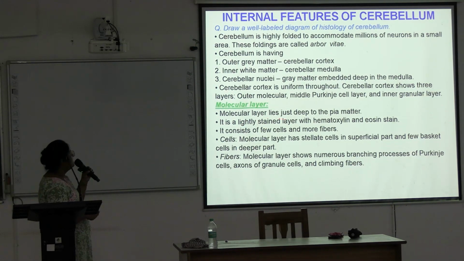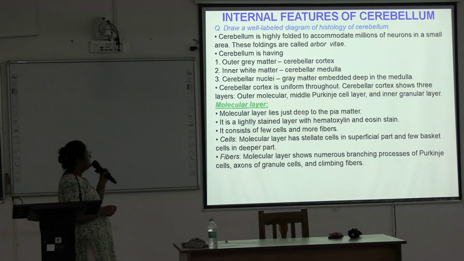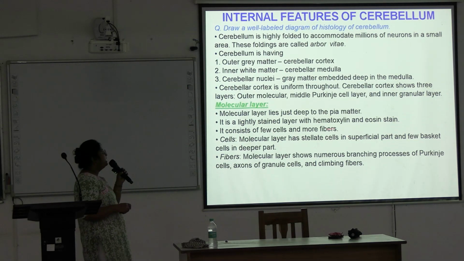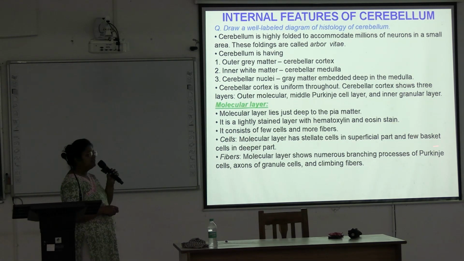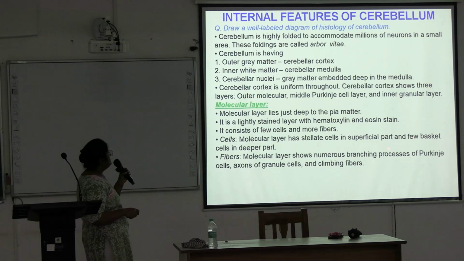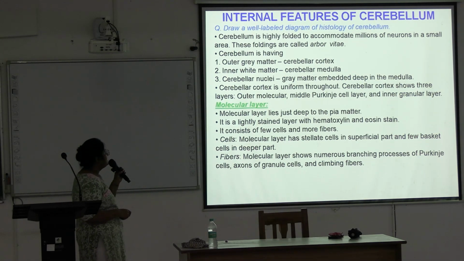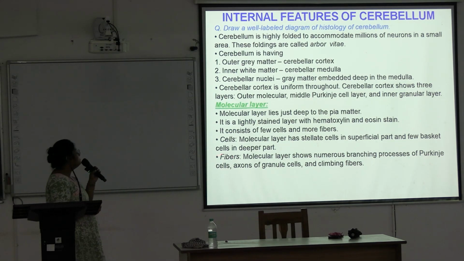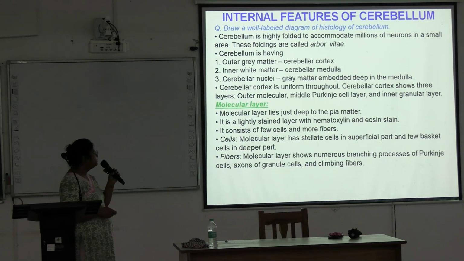The molecular layer lies just deep to the pia mater, and it is a lightly stained layer with H&E stain, hematoxylin eosin staining. It consists of few cells and more fibers. The cells in the molecular layer are stellate cells in the superficial part and few basket cells in the deeper part. The fibers show numerous branching processes of the Purkinje cells, axons of the granule cells, and climbing fibers.